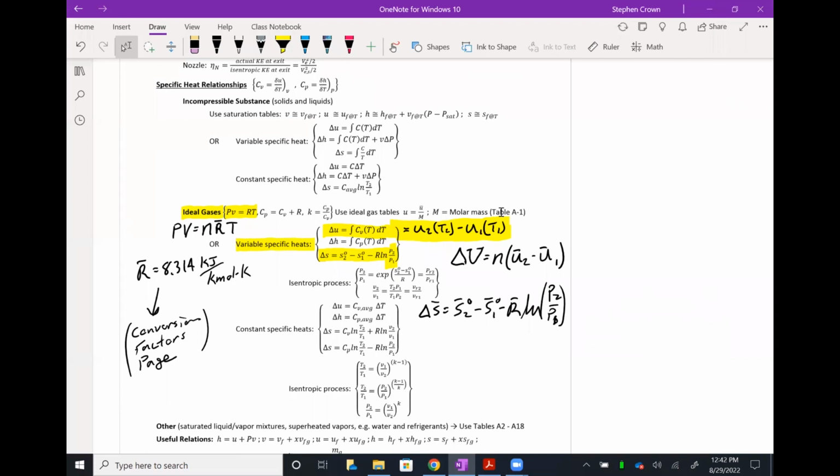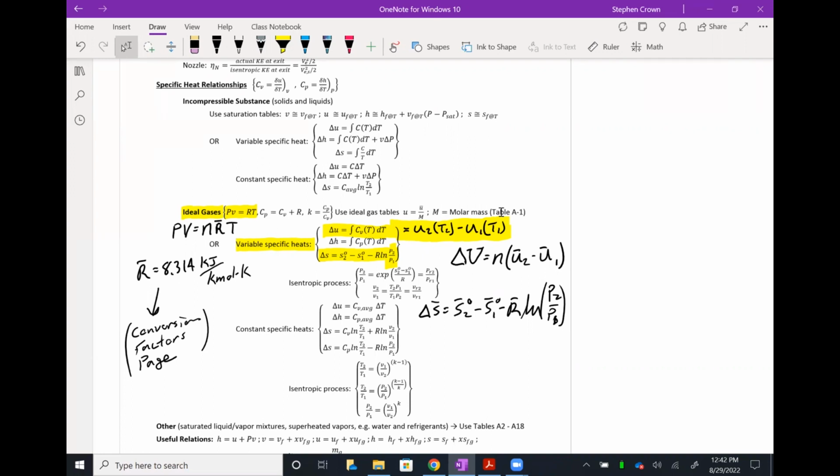Right below that, I have another equation for the ideal gas law. P capital V equals N R bar T, where R bar is the universal gas constant. The value is 8.314 kilojoule per kilomole K in SI, and you can find that on the conversion factor page. In this case, the capital V represents the volume of the piston cylinder assembly, the volume of the gas.